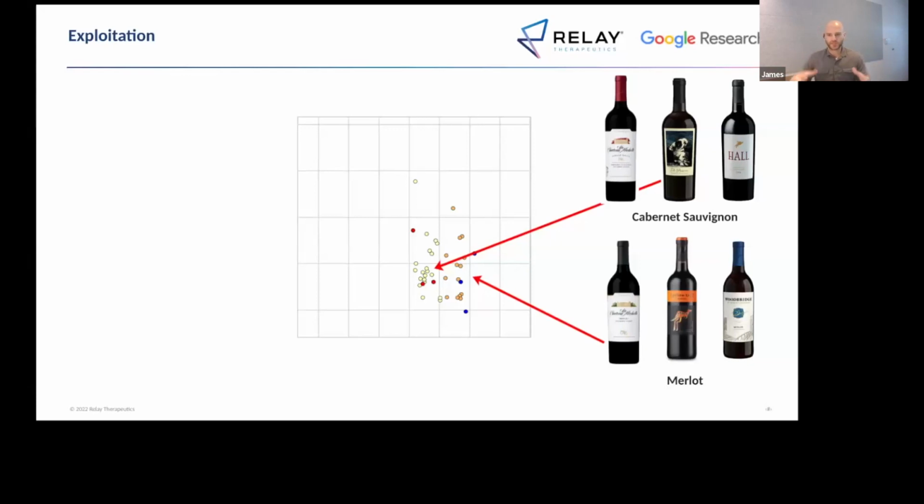So active learning specifically tries to take this exploration-exploitation trade-off and balance the strategies of exploring a space and exploiting the knowledge of the space to find an optimal target as efficiently as possible.